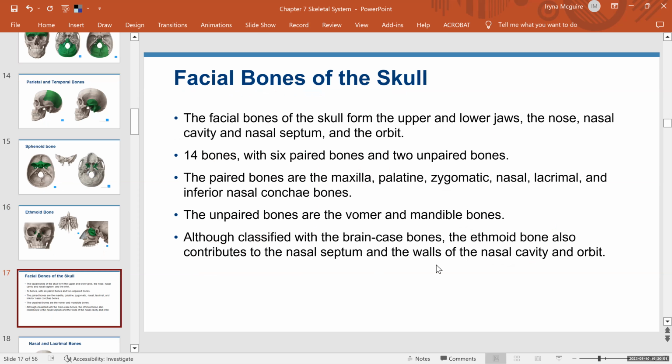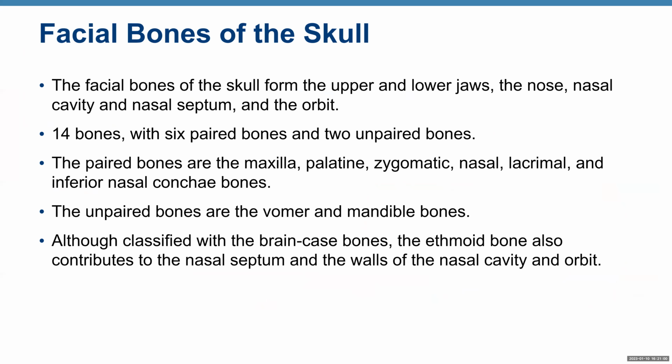Now, facial bones of the skull. The facial bones of the skull form the upper and lower jaws, nose, nasal cavity, and nasal septum, and the orbits. 14 bones with 6 paired bones and 2 unpaired bones.